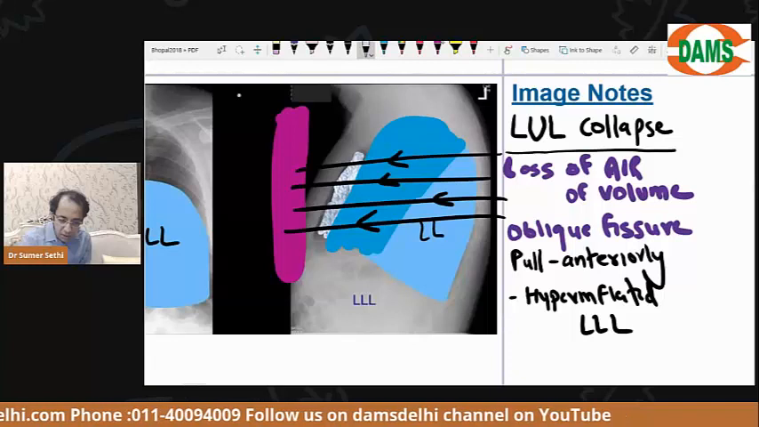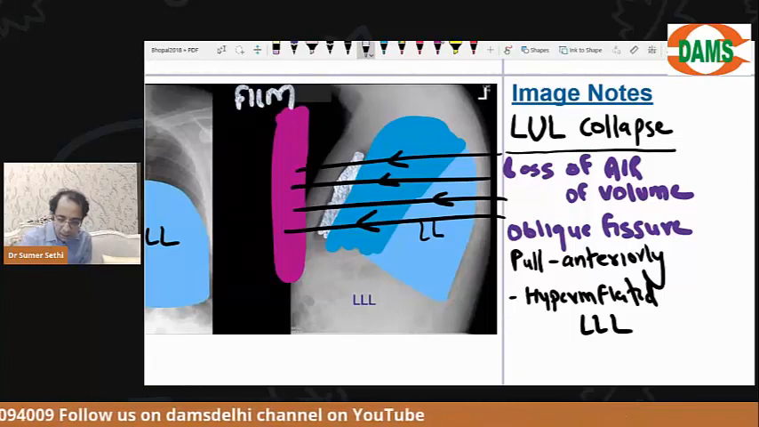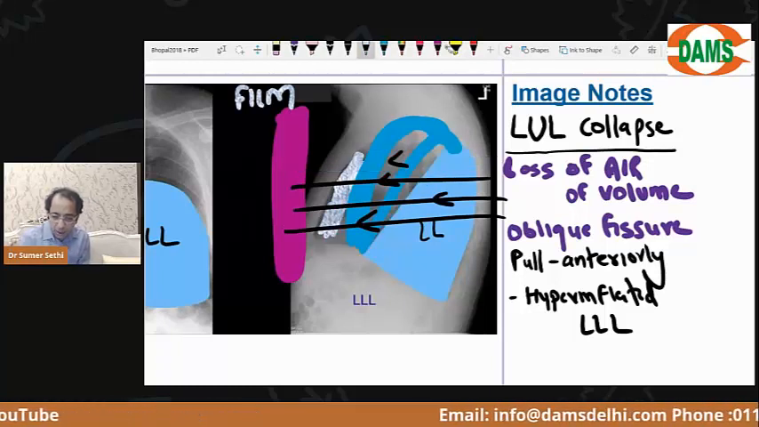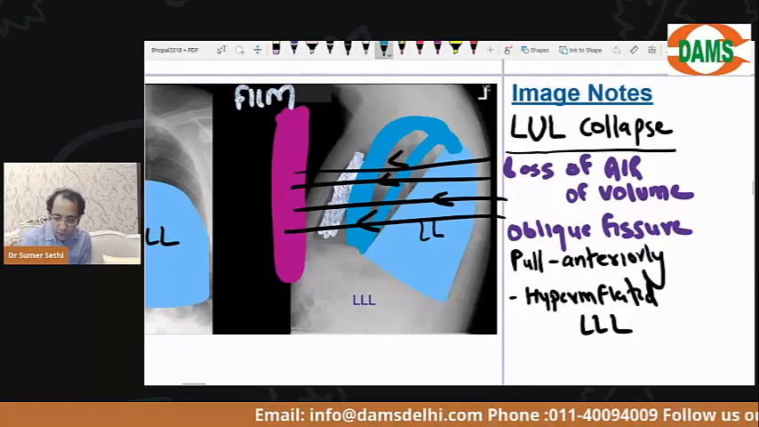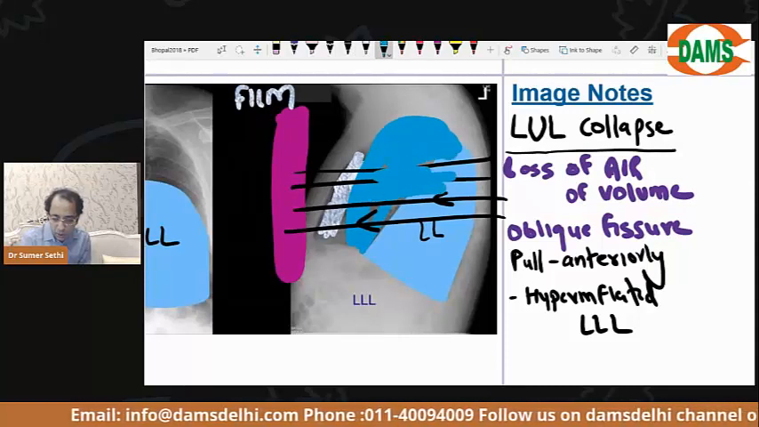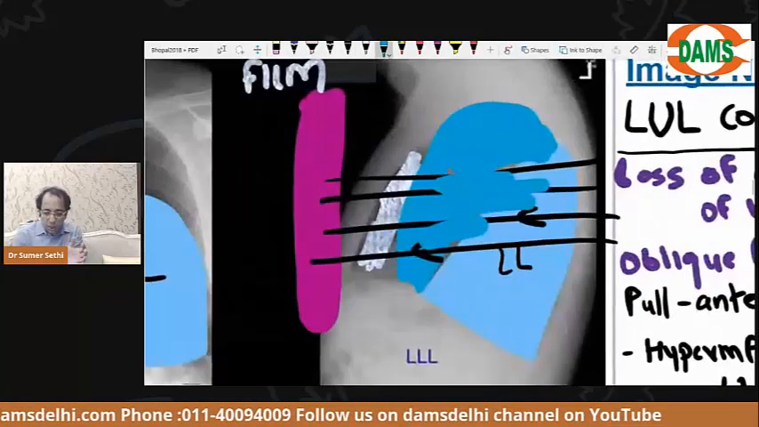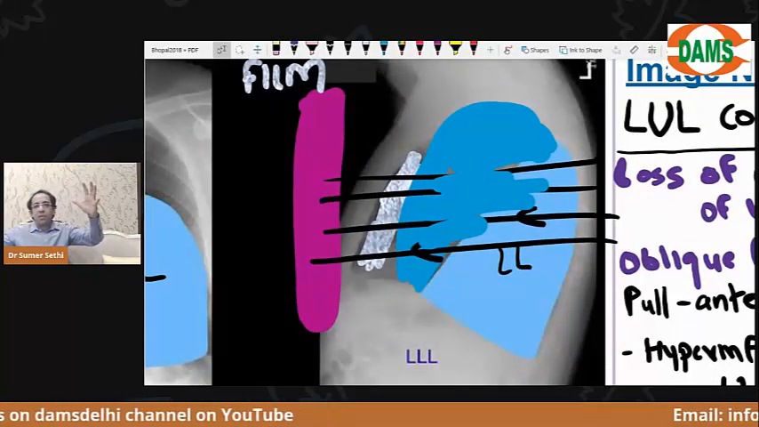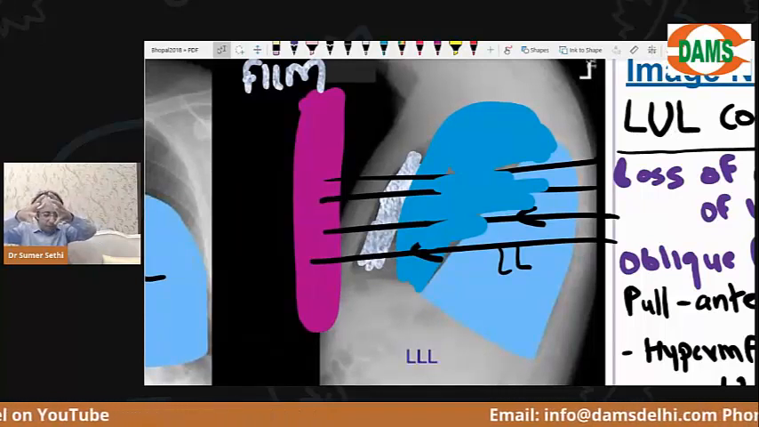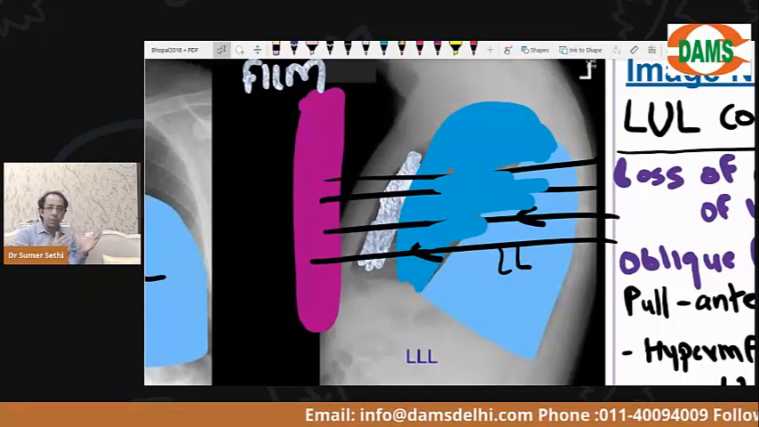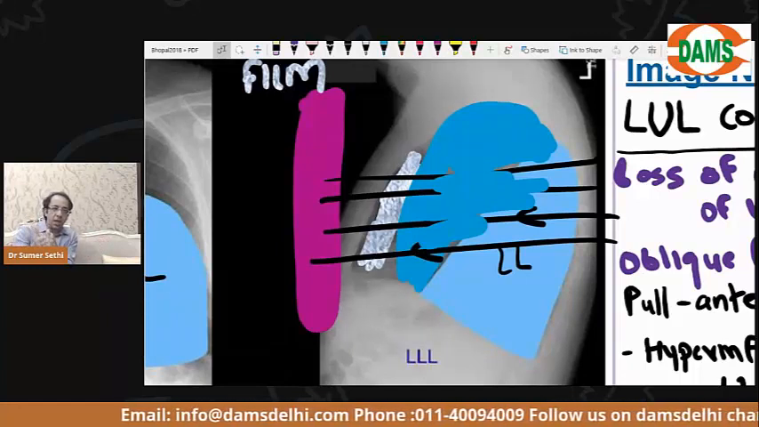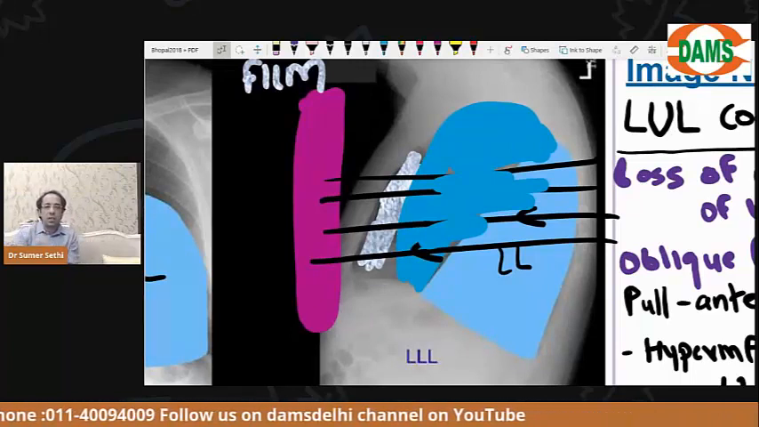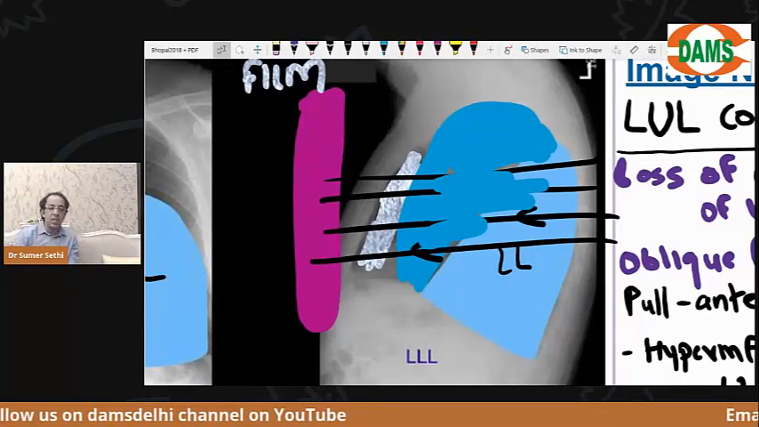If this is your X-ray film and these are your X-ray beams, usually a collapse should appear white, opaque. But left upper lobe collapse is hazy. Why? Because the image that is formed by the collapse and the hyperinflated lower lobe are put together. Do you understand? The image on the X-ray, because of the collapse, should be white, but because of the air behind it, that appearance is now appearing hazy. It is not really opaque.